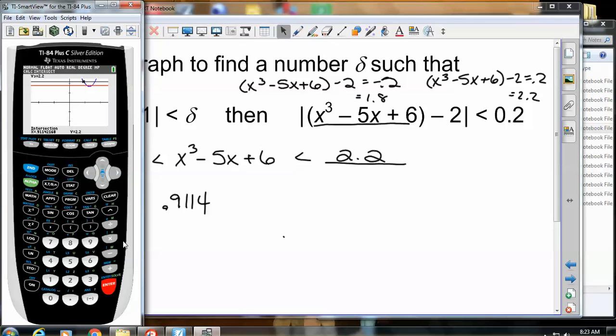We get 0.9114. Let's do the second one. So second trace, intersect, number 5. I want to know where this x cubed meets the 1.8. So make sure that's your first curve and second curve. Just get close to it for your guess. And I get an intersection of 1.124. Is that right? Mine's really blurry. I can't hardly read it.